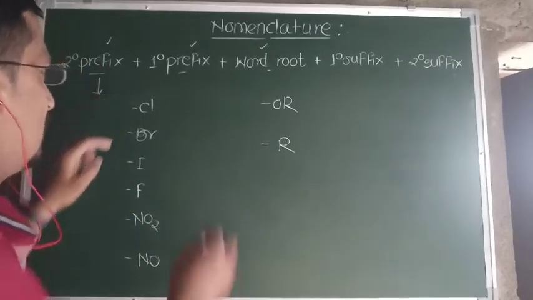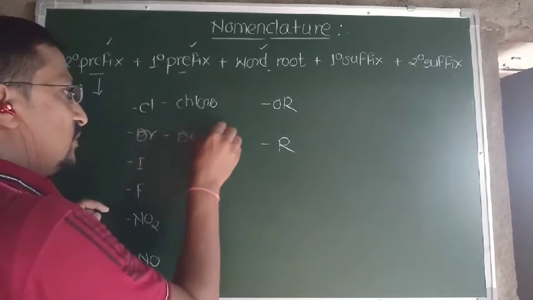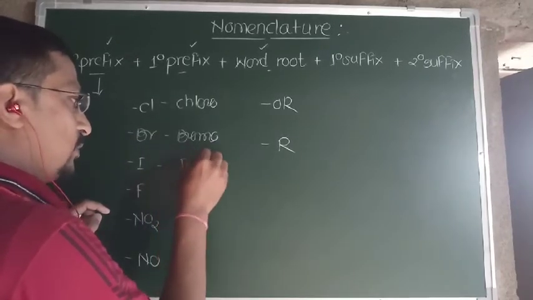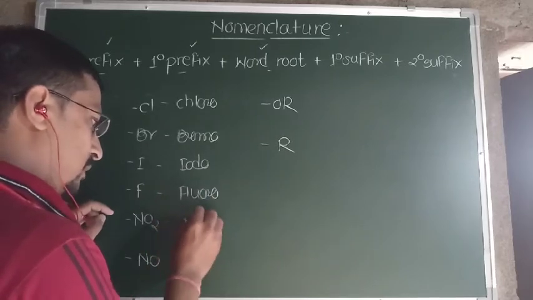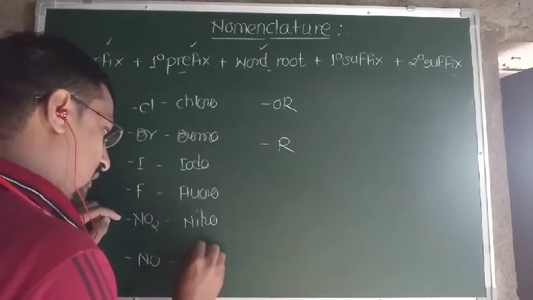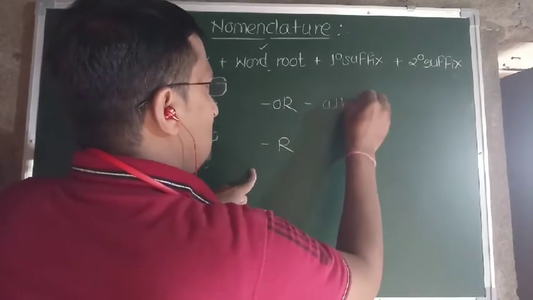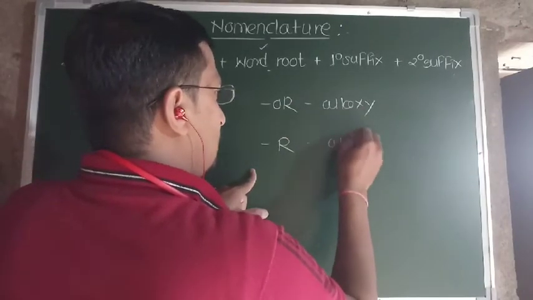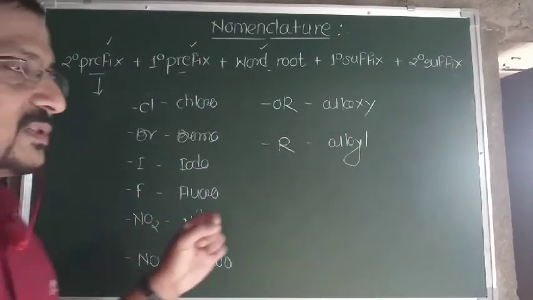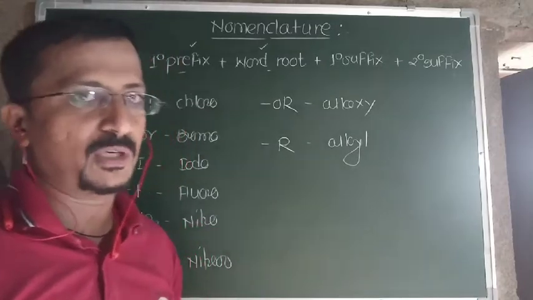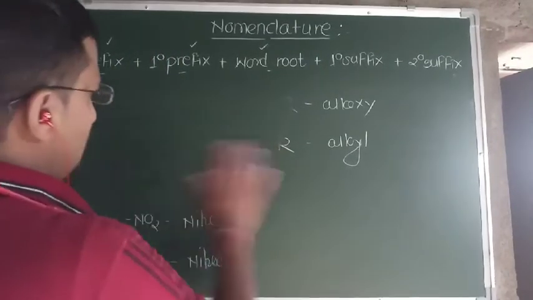If chlorine is there, the word chloro is used. If bromine, bromo is used. Iodine, iodo. Fluorine, fluoro. NO2, nitro. NO, nitroso. OR, alkoxy. And R, alkyl is used. These are the secondary prefixes most commonly occurring in organic molecules.